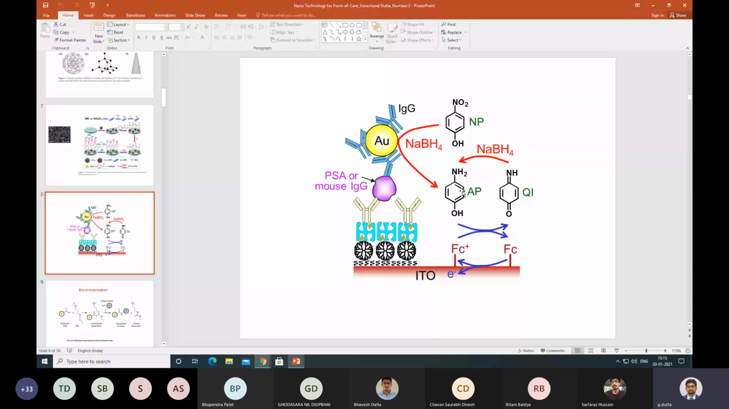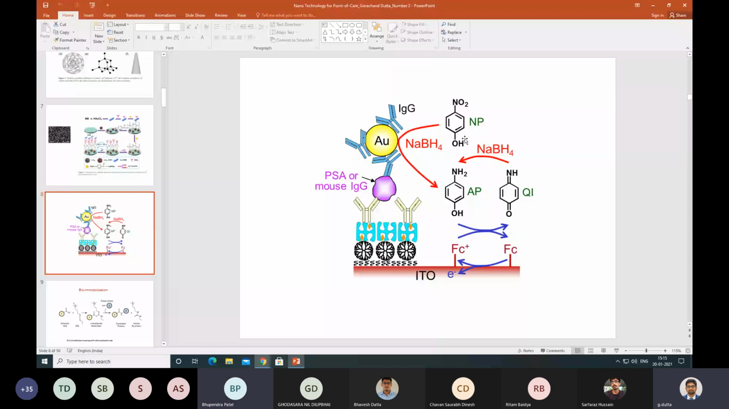So when you detect the biomarker, you will be provided nitrophenol, NP. This nitrophenol will now react with the gold, so in your surface, gold should be there. If there is no gold, then your solution will have the nitrophenol, and this nitrophenol will not react with Fc plus. This reaction is not possible. This nitrophenol cannot react with Fc plus, but only aminophenol can react. This nitrophenol conversion to aminophenol is only possible if gold is there.